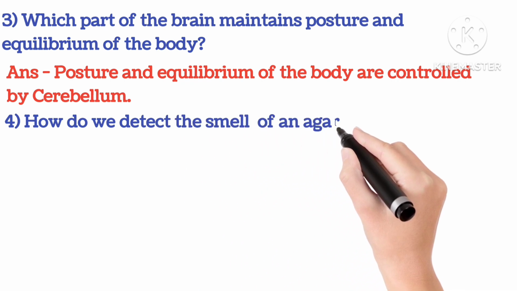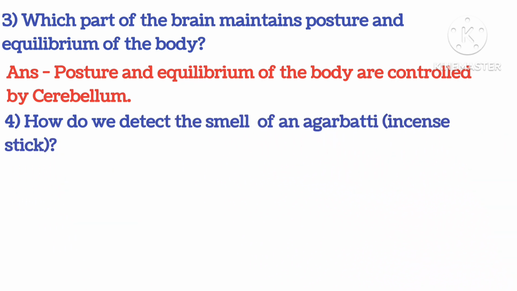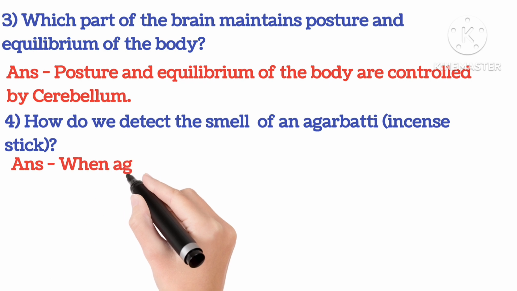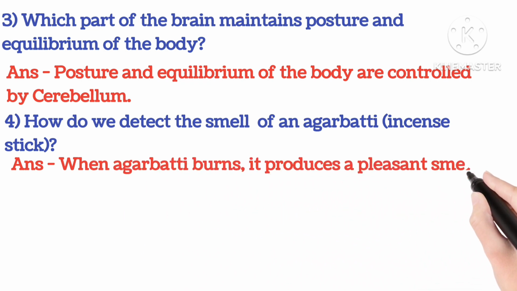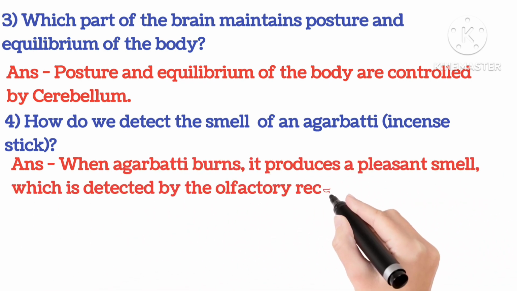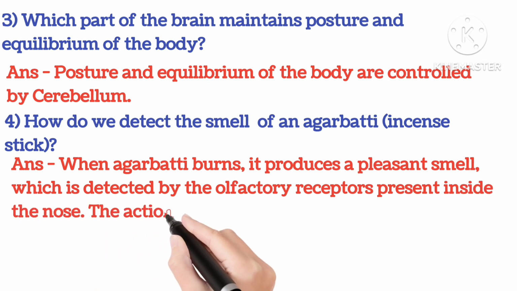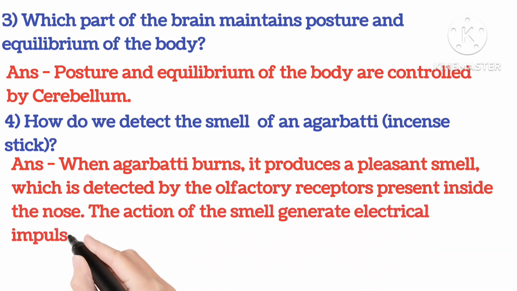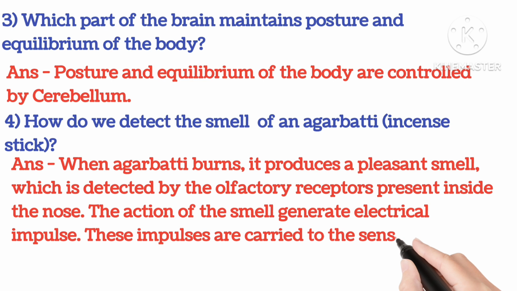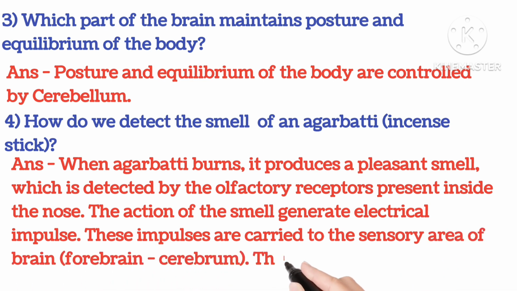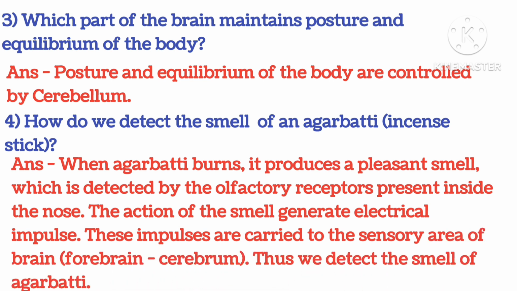Fourth, how do we detect the smell of an agarbatti, that is incense stick? When the agarbatti burns, it produces a pleasant smell which is detected by the olfactory receptor present inside the nose. The action of the smell generates electrical impulse, and these impulses are carried to the sensory area of brain, that is cerebrum. Thus we detect the smell of agarbatti.